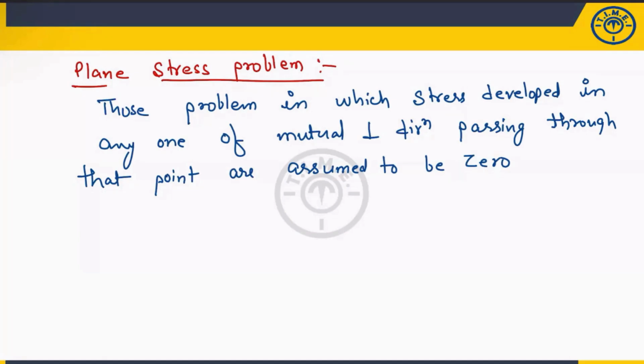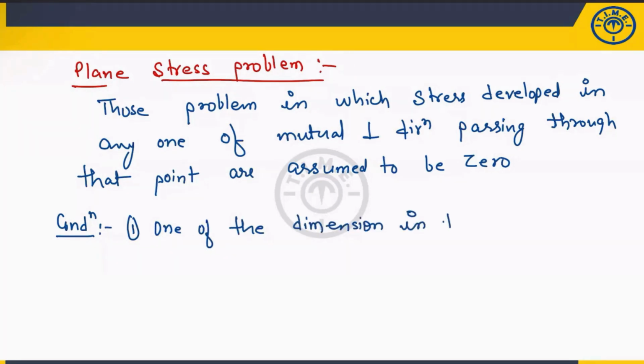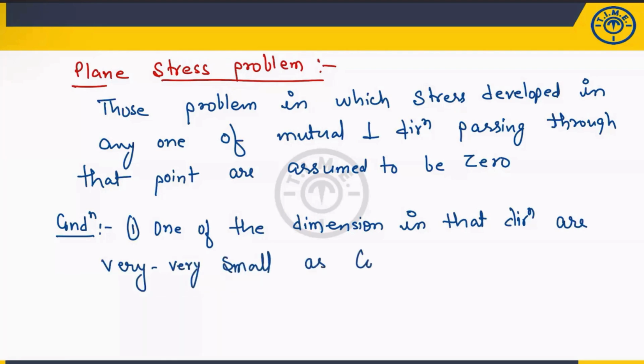So there are some important conditions for that: how you will assume that it is a plane stress problem or not. If you remember these two conditions, you can easily identify it, and then you will easily solve that particular problem. So what is the first condition? One of the dimensions in that direction is very, very small as compared to the other two directions.